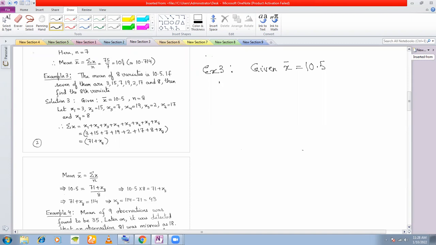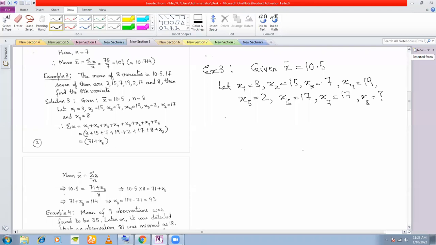Okay, so I say let x1 is equal to 3, x2 is equal to 15, x3 is equal to 7, x4 is equal to 19, x5 is equal to 2, x6 is equal to 17, and x7 is equal to 17, and x8 you have to find. Okay, so what should be the mean is already given to you, so you can find out x8.